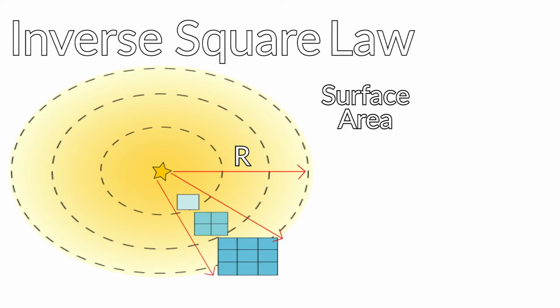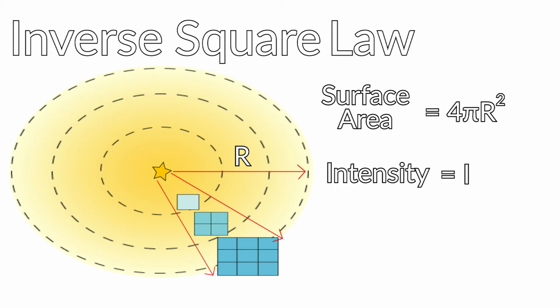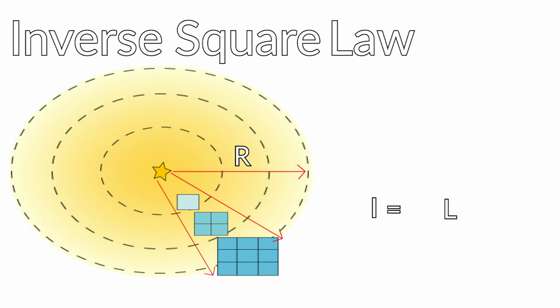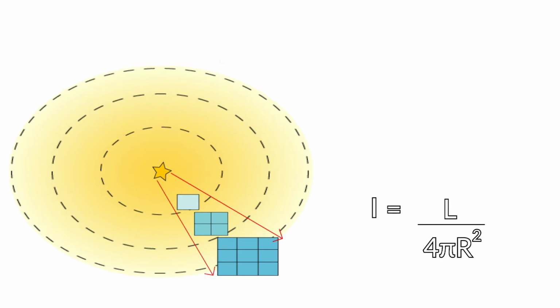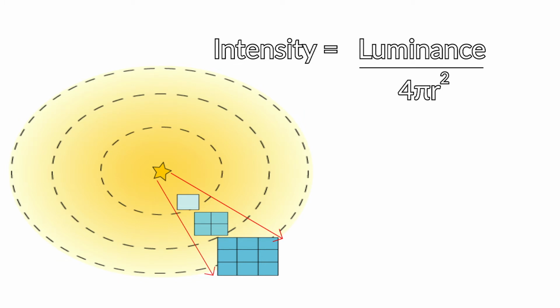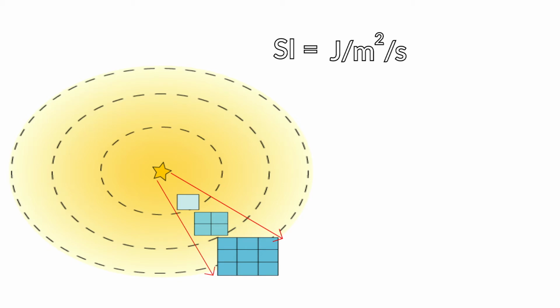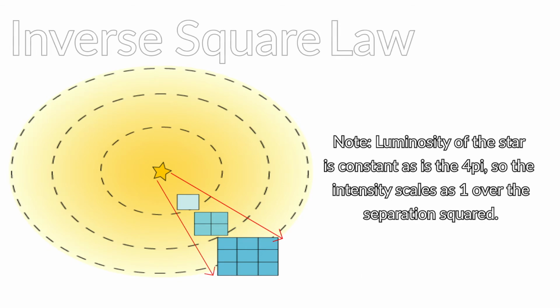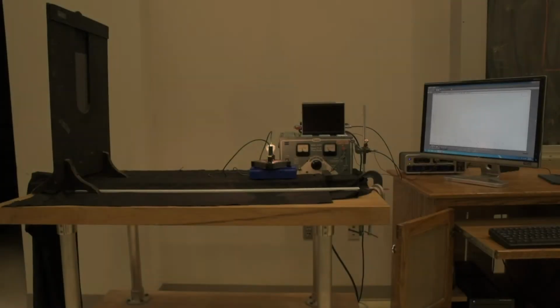Since the surface area of a sphere is equal to 4 pi r squared, the intensity I of light that we see or measure with an instrument is given by I equals L divided by 4 pi r squared. Intensity equals luminosity divided by the surface area of a sphere. The SI unit of intensity is joules per meter squared per second. Note that the luminosity of the star is constant, as is the 4 pi, so the intensity scales as 1 over the separation squared. We can explore this phenomenon with the following apparatus.